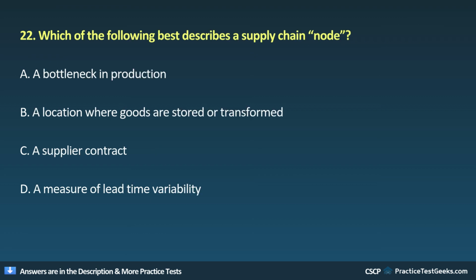22. Which of the following best describes a supply chain node? A. A bottleneck in production. B. A location where goods are stored or transformed. C. A supplier contract. D. A measure of lead time variability.